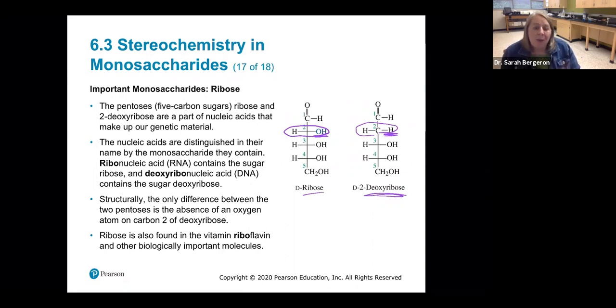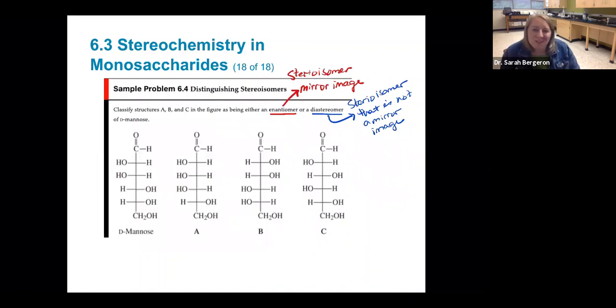All right, ribose is also found in a vitamin, in riboflavin, and some other not quite so important biological molecules. One of the things that we have to do is tell the difference between an enantiomer and a diastereomer. So when you get to questions like this, you should jot down to yourself, what is an enantiomer, what is a diastereomer, before you even look at the question.